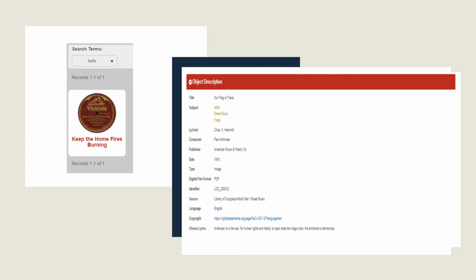And as you can see, here's the object description for our flags. Our flag is there. This is basically what it looks like in the collection. And then I was actually able to perform a search where I just typed in the term lads because I knew that that was one of the words in the lyrics for Keep the Home Fires Burning. And once again, I was just really glad that it did pop up. I'm glad it worked out in the end.